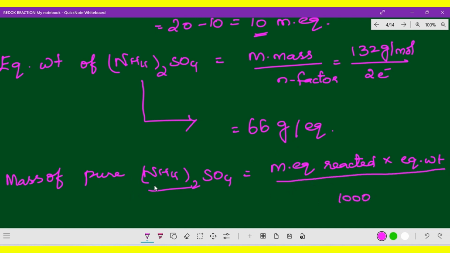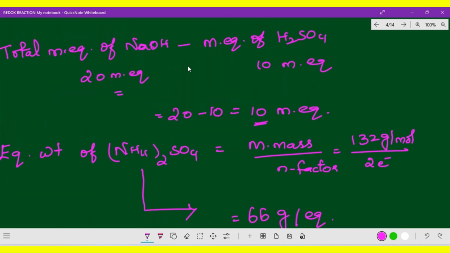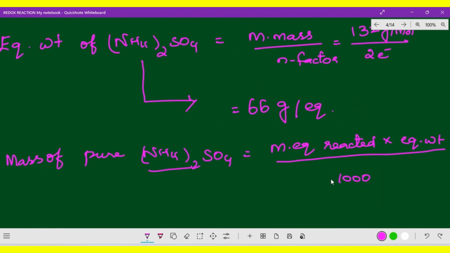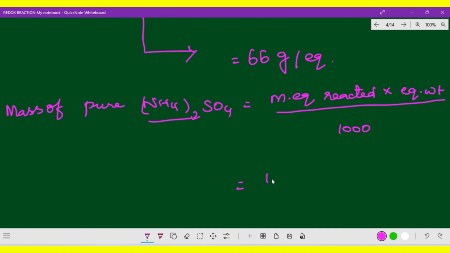So the mass of pure substance, how to identify? How much it has reacted, we have gone through that, no? That is milli equivalent, volume into normality, we found, no? The same thing we are bringing here. So 20 minus 10, you are getting 10 milli equivalent of ammonium sulfate which is reacted. So milli equivalent of reacted ammonium sulfate into equivalent weight of ammonium sulfate divided by 1000. Let us apply the values here: 10 into 66 gram per equivalent divided by 1000. So how much are you receiving? 0.66 gram, right?